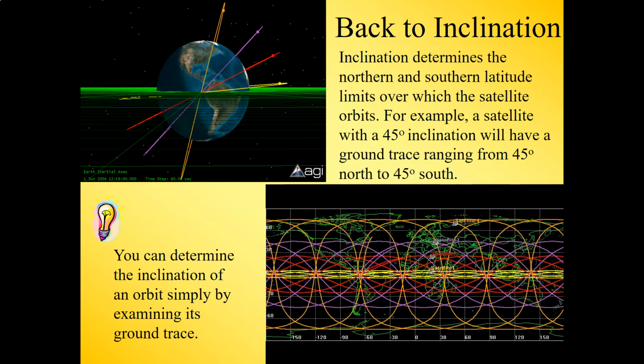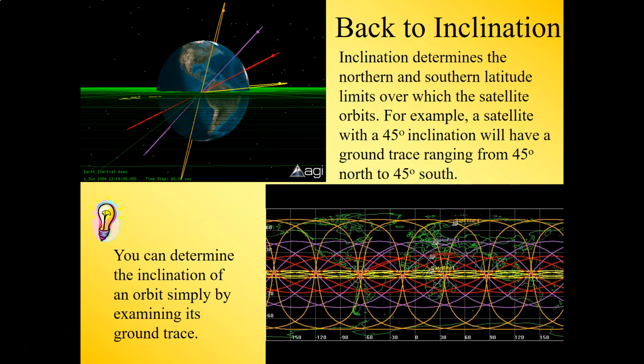Let's go back to inclination now and continue to think about it. Inclination determines the northern and southern latitude limits over which the satellite orbits. So when we look at that ground trace, the highest point and the lowest point of that ground trace tell us what the inclination is. So that example of a satellite with a 45-degree inclination will have a ground trace ranging from 45 north to 45 south. You can determine this by simply looking at its ground trace.